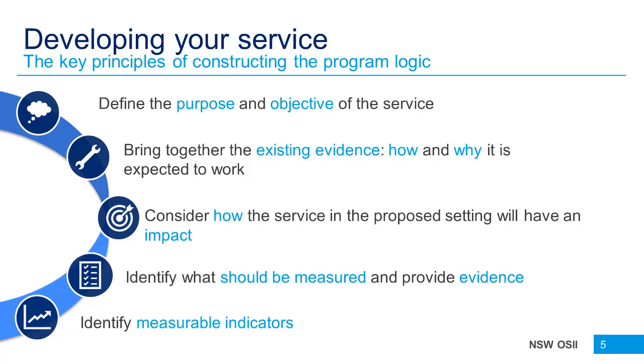Fourth, having defined your activities and outputs, you need to identify what should be measured to provide quantitative evidence of impact. And finally, you need to provide the link between identifiable, measurable indicators and the activities and outcomes that you are looking to achieve through your program.